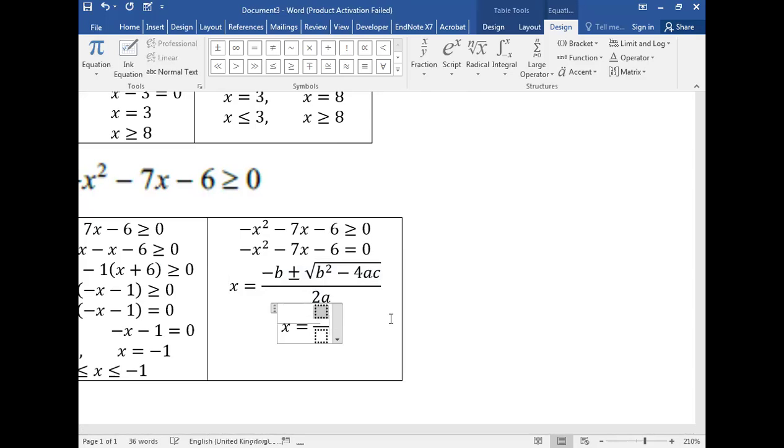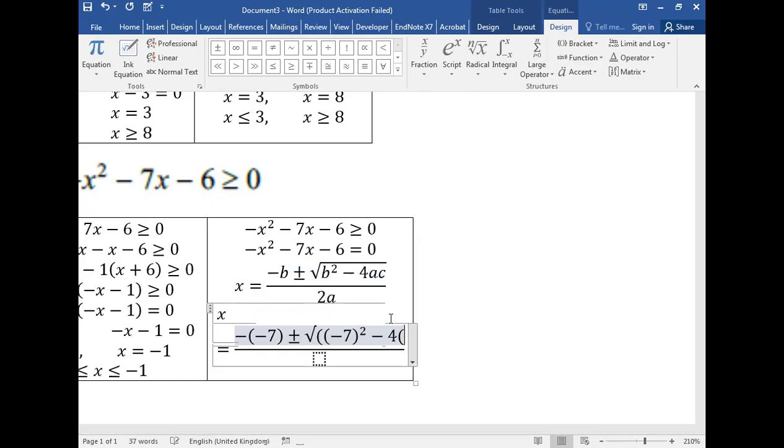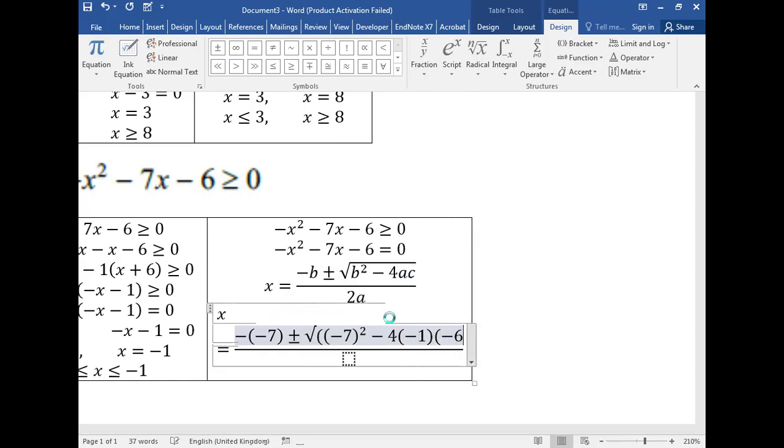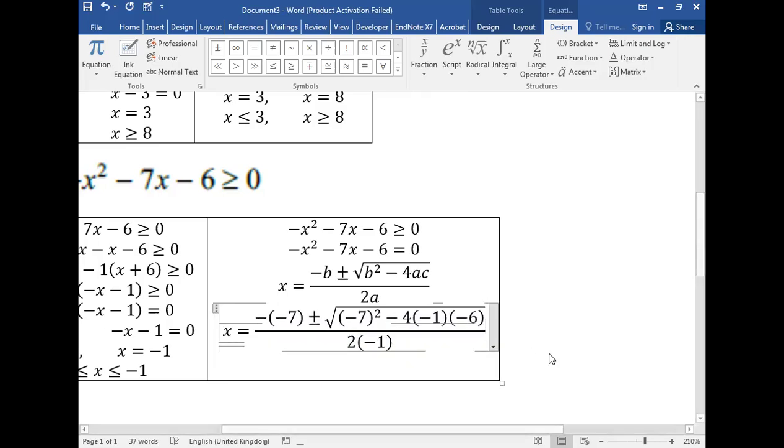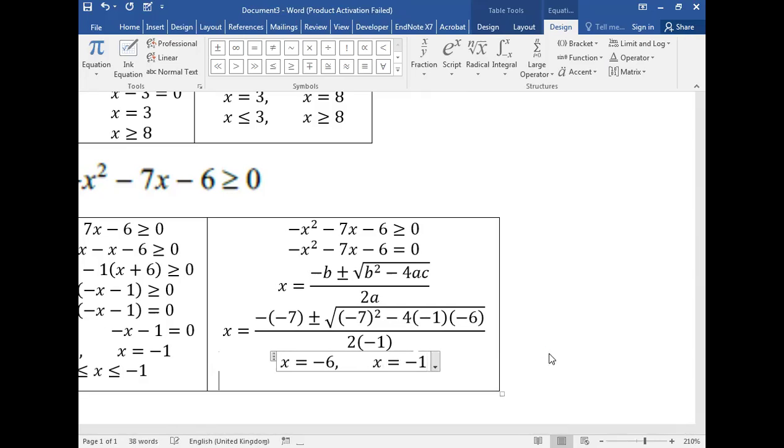So now x is -b, that is 7, plus minus under root of -7 whole square minus 4, a is -1, c is -6, upon 2 times -1. So once you solve this, you get two values of x. One is -6 and the other is -1. And what will be your solution? Your solution will be in between -6 and -1. Why? How do we know? Sir, we need greater than equal to 0.